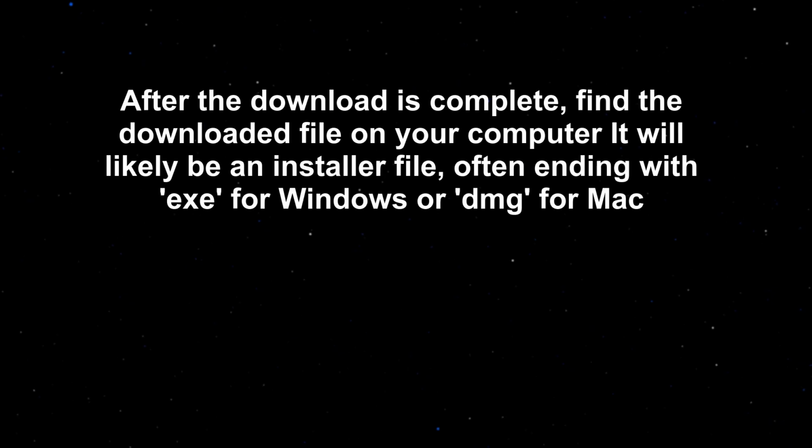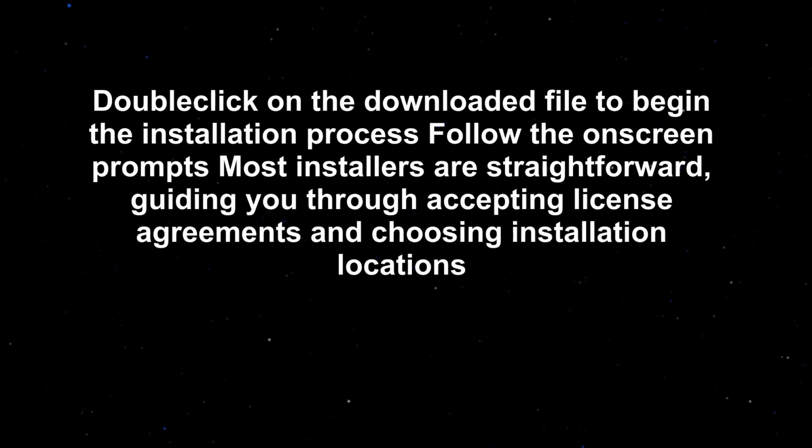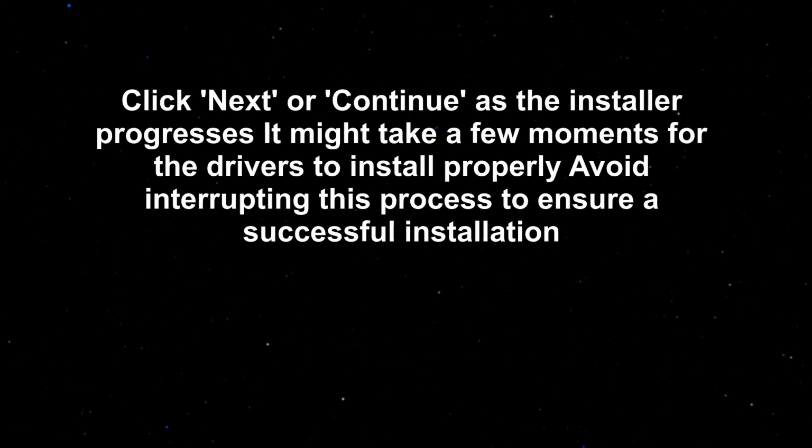It will likely be an installer file, often ending with EXE for Windows or DMG for Mac. Double-click on the downloaded file to begin the installation process. Follow the on-screen prompts. Most installers are straightforward, guiding you through accepting license agreements and choosing installation locations. Click Next or Continue as the installer progresses.